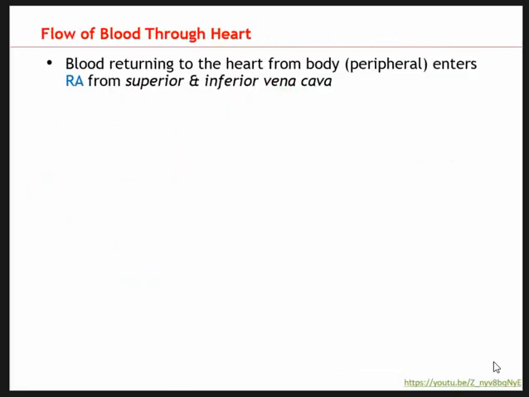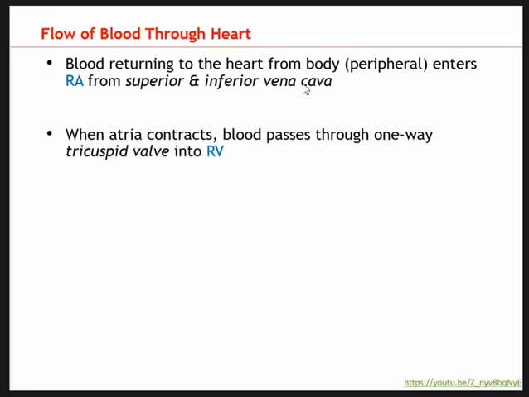Another way is just to learn it by these words right here, or these statements. So starting again, blood returns to the heart from the body. We're in peripheral. So RA, everything's abbreviated here. We have right atrium from the vena cava. Then that atrium is going to contract and it's going to pump blood through our one-way tricuspid valve on the right side into the right ventricle.